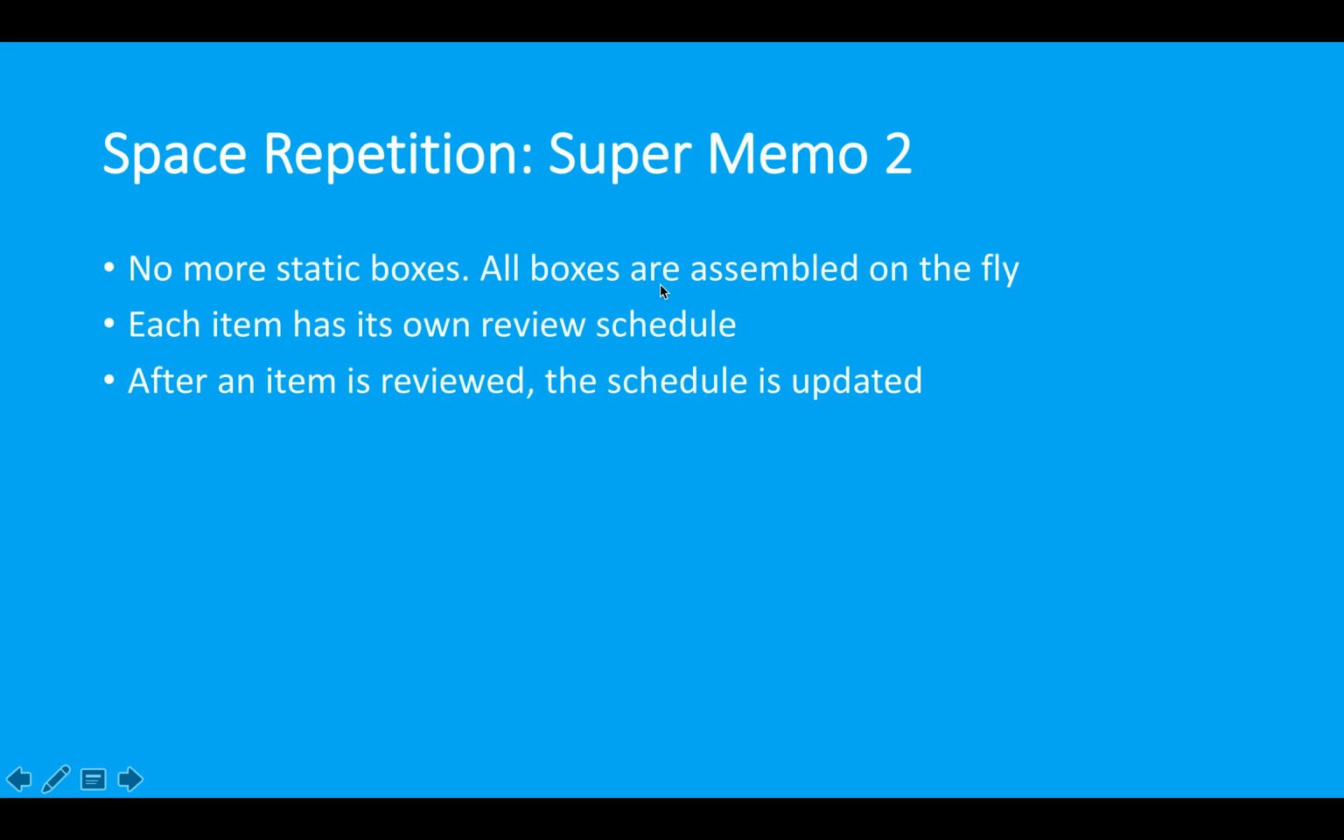So whenever we need a test, we're just gonna assemble the box in the right way. And all the items, in this case all the questions, have their own review schedule. So in the previous case, every box has a static schedule, and everything in the same box has the same review schedule, and they never change the schedule of the boxes. But here, whenever an item is reviewed, either correctly answered or not, it receives a new rate, and the rate will determine the new review schedule.